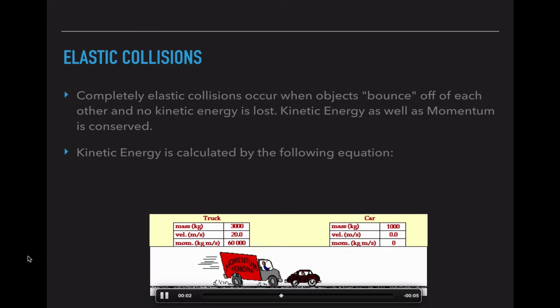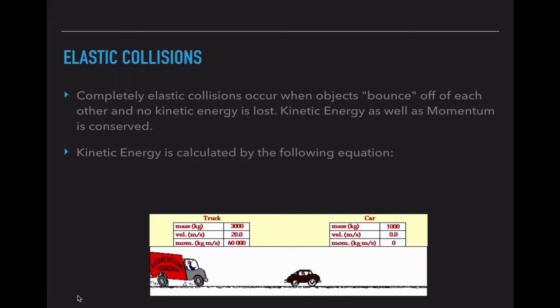So if we look at this little video, we see that a truck is initially moving with a momentum of 60,000 kilograms times meters per second. The car initially has a total of 0 kilograms times meters per second. Once the collision occurs, the truck slows down to about half its velocity, and the car speeds up. If you look at the momentums after the collision, the truck has 30,000 and the car has 30,000. That adds up to a total of 60,000, just like the total of the truck was 60,000 beforehand.